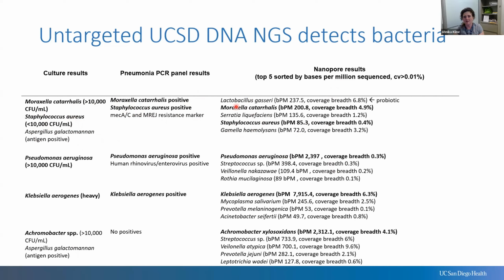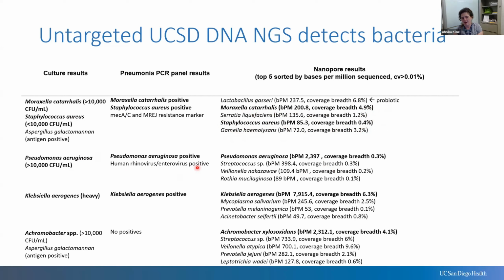grew. So one was Lactobacillus gasseri, which is potentially a probiotic maybe the patient was taking, which had the most coverage breadth. Moraxella was identified, Serratia was identified, Staph aureus was identified, but with very low coverage breadth. And then Gemella was identified, which is a known oral bacteria. Again, with Pseudomonas, we saw similar things.